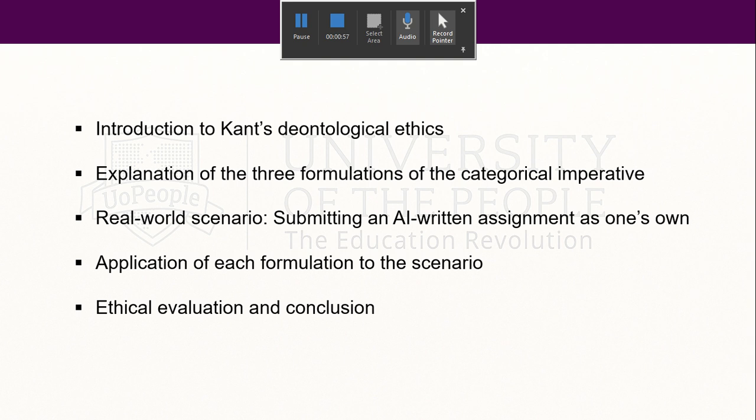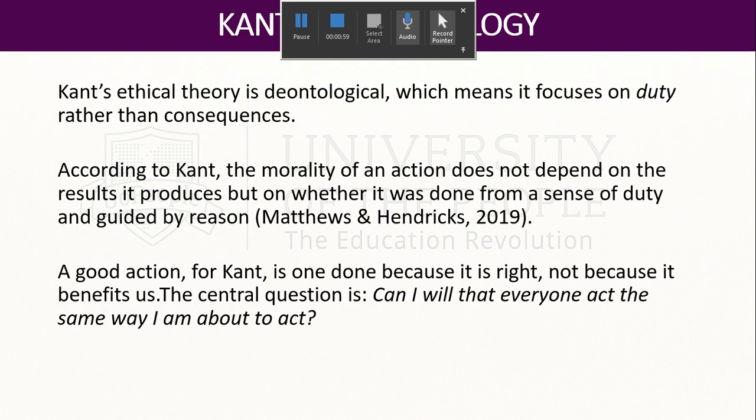Have a nice time. So let's start with Kant's deontology. Kant's approach to ethics is called deontology, which comes from the Greek word deon, meaning duty. So for Kant, morality is not only about what brings the best results. It's also about doing the right thing because it's right.